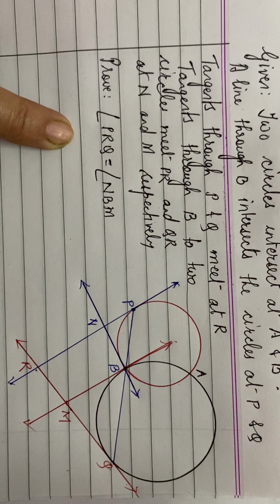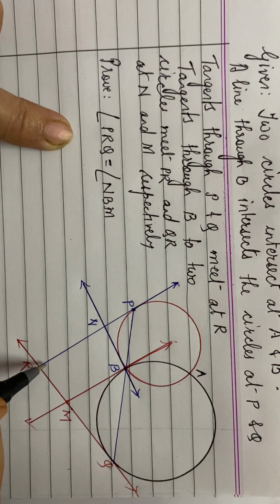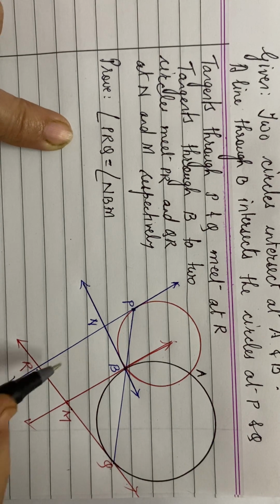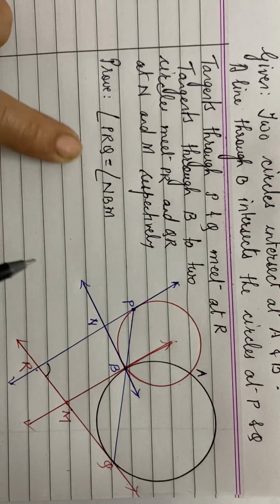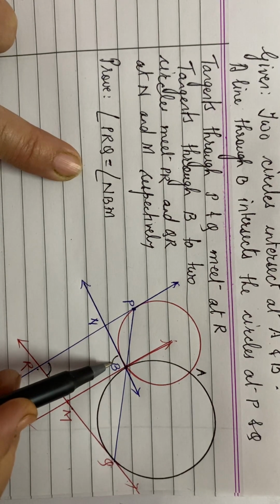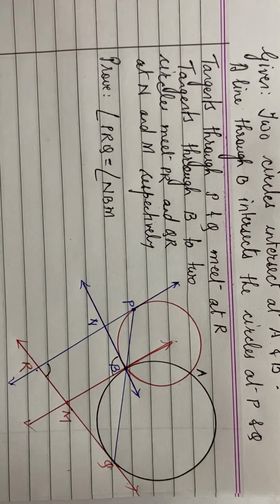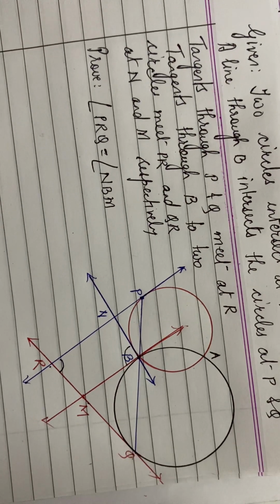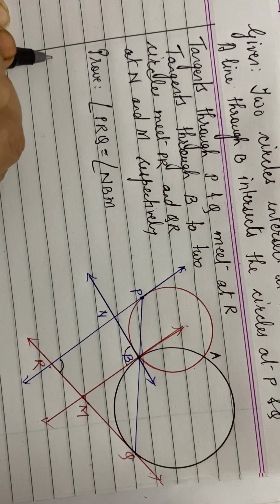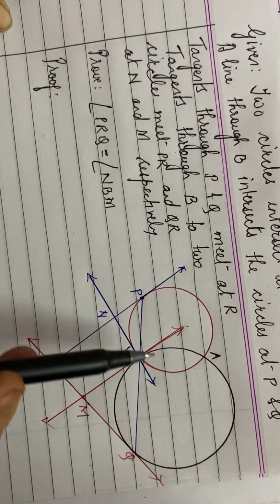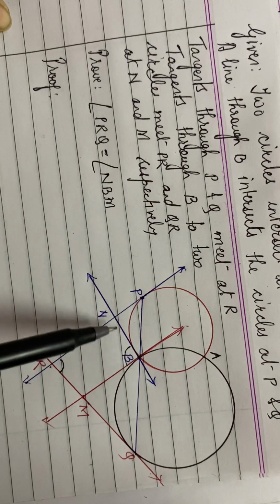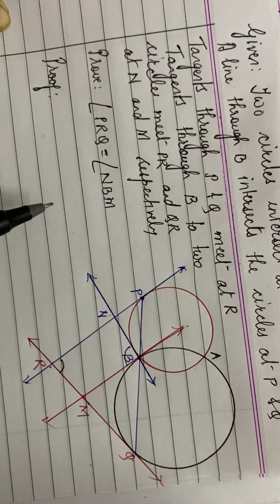What do we have to prove? We have to prove that this angle PRQ is equal to angle NBM. So for that purpose, we consider this triangle PBN.